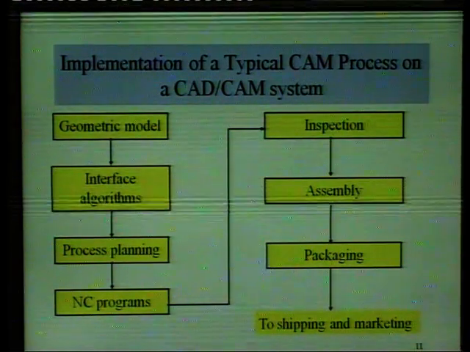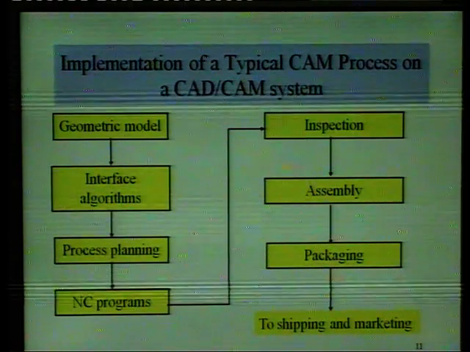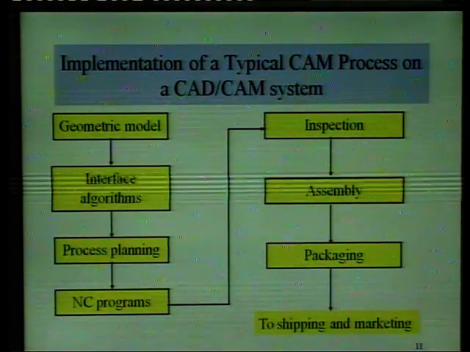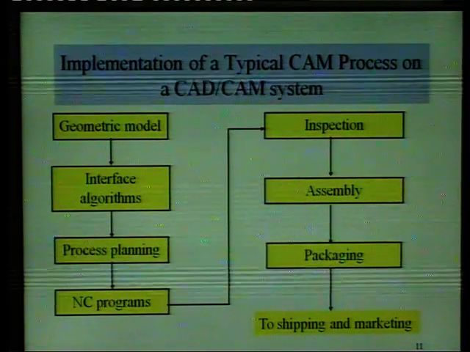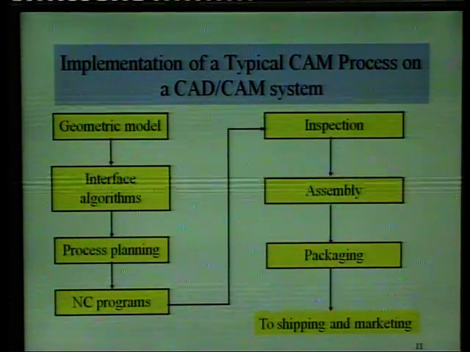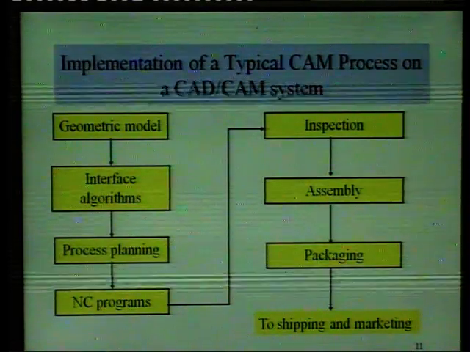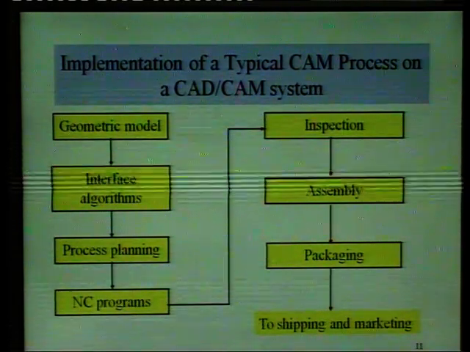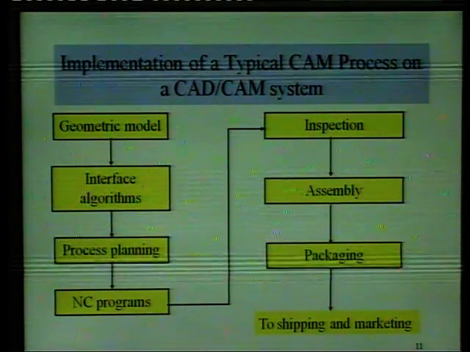Now, we are going to see, once design is over, the output of the design, as I said, is used as input for the CAM system. So, how is the implementation of a typical CAM process on a CAD/CAM system achieved? Once the output of the CAD is generated as a geometrical model, interface algorithms are used to interpret that geometrical model into a form which is understandable from the point of view of manufacturing. So, we call these interface algorithms.